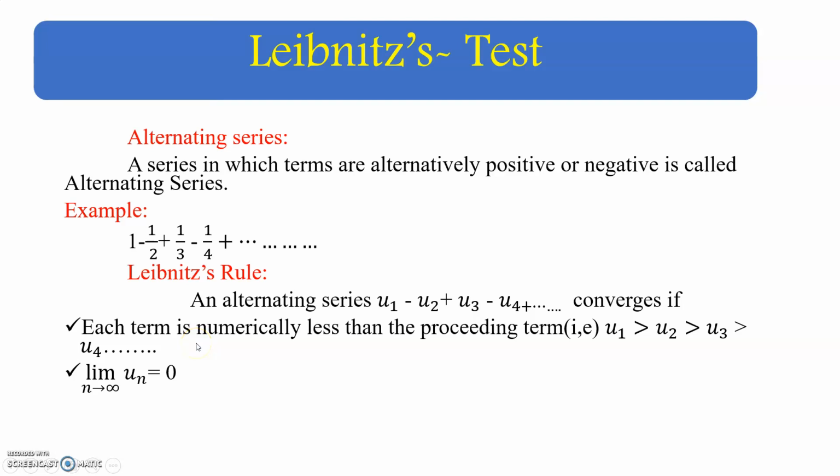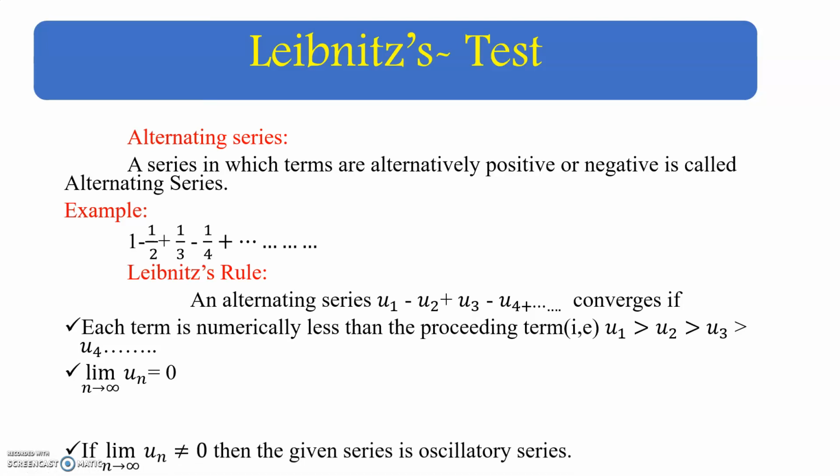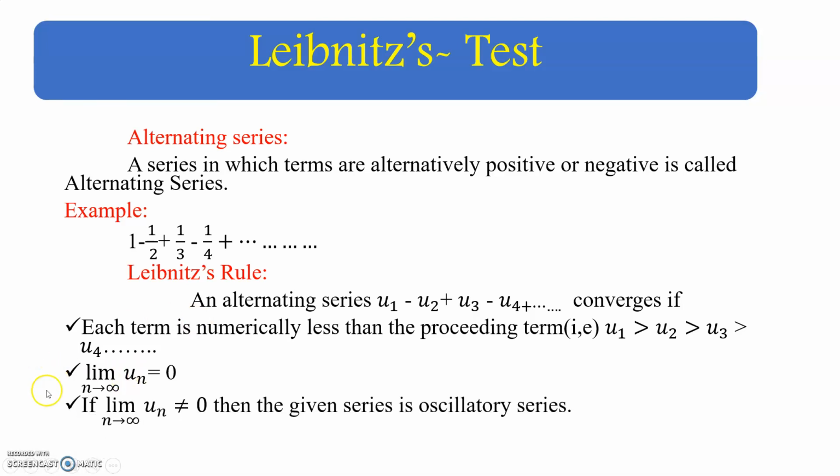So each term is numerically less than the preceding term. And another condition, limit n tends to infinity, un value is equal to 0. If limit n tends to infinity, un not equal to 0, then the series is oscillatory series. Next we go to the problem.